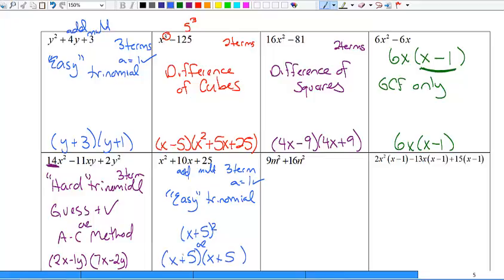On this answer, we have x plus 5 times itself, x plus 5. Another way of writing that is x plus 5 squared. Just in case you see it that way, I need you to understand that these are both the same, and you'll be given credit for either answer.